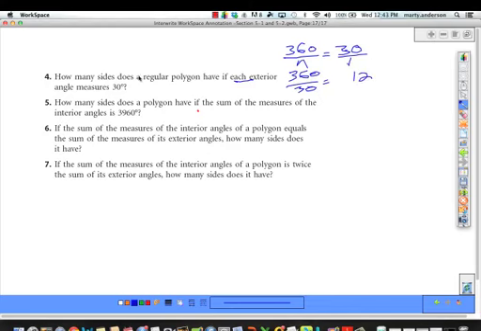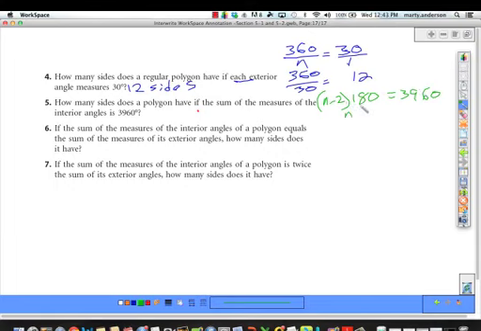This has 12 sides. How many sides does a polygon have if the sum of the measures of the interior angles is 3,960? We did one just like that a second ago. Let's try n minus 2 times 180 equals 3,960. First thing we need to do is divide both sides by 180, which gives me n minus 2 equals 22.